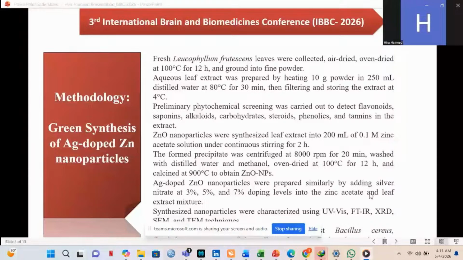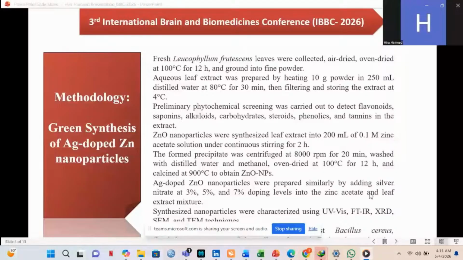Zinc oxide nanoparticles were synthesized by adding leaf extract into 200 ml of 1.1 molar zinc acetate solution under continuous stirring for 2 hours. The precipitate was centrifuged at 8000 rpm for 20 minutes, then washed with distilled water and methanol, oven dried at 100 degrees centigrade for 12 hours, and calcined at 900 degrees centigrade to obtain pure zinc oxide. Silver doped zinc oxide nanoparticles were prepared similarly, adding silver nitrate at different percentages, like 3%, 5%, and 7% doping levels, into the zinc acetate and leaf extract mixture.